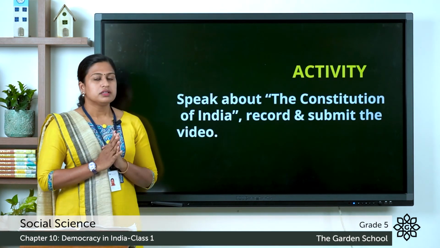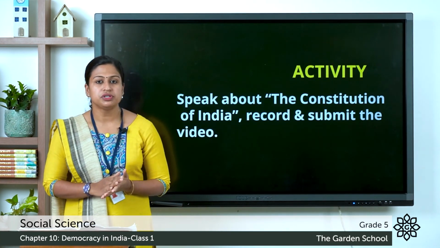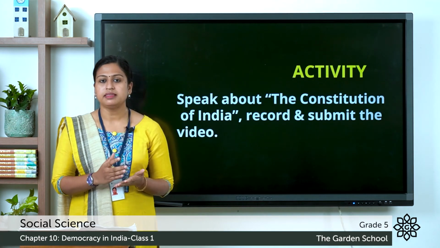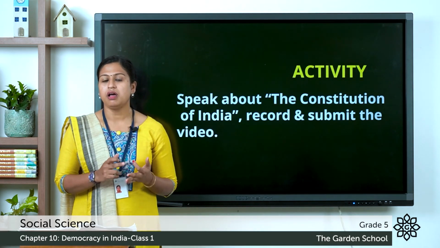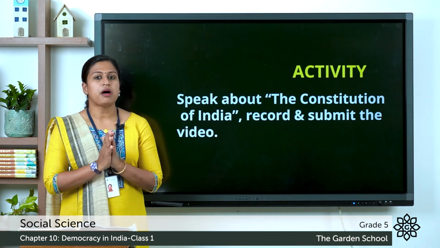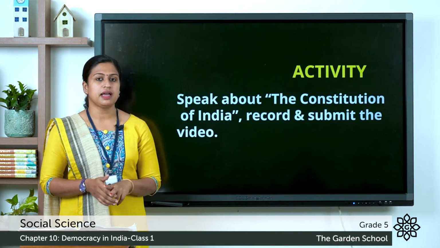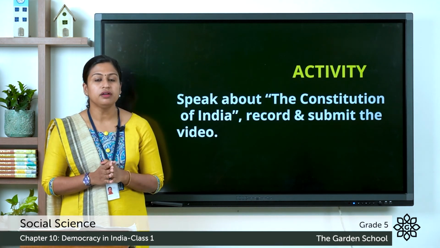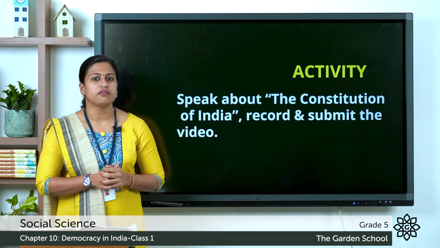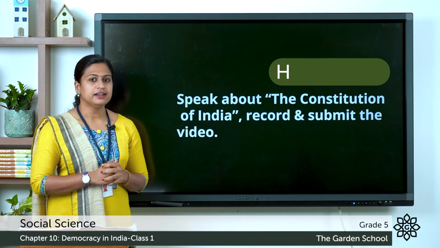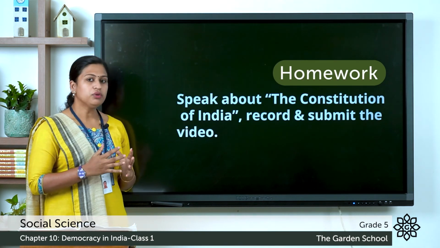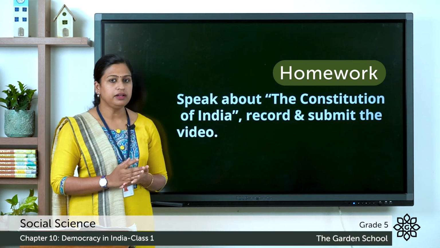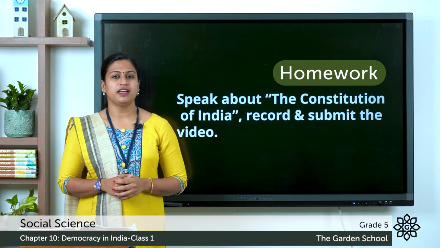So this was about the Constitution of India. The Constitution provides three levels of government, that is central government, state government and local self-government, and the power is divided between two governments, the central government and the state governments. They both work together for the welfare of the citizens of our country. Now here there is an activity for you. You have to speak about the Constitution of India, record it and submit it in Microsoft Teams.